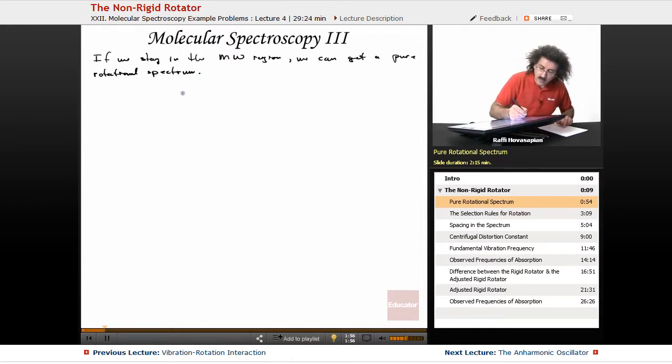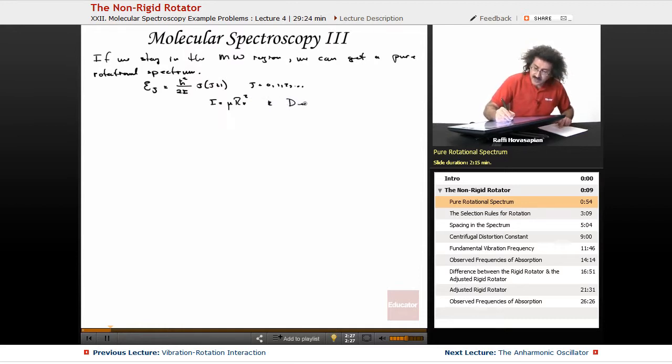All right, so it's always good to review the equations over and over again. We had that the energy is equal to h bar squared over 2I times J times (J plus 1), where J took on the values 0, 1, 2, and so forth. We said that I was equal to the rotational inertia, or the moment of inertia, mr squared, and that the degeneracy of these rotational states is 2J plus 1.